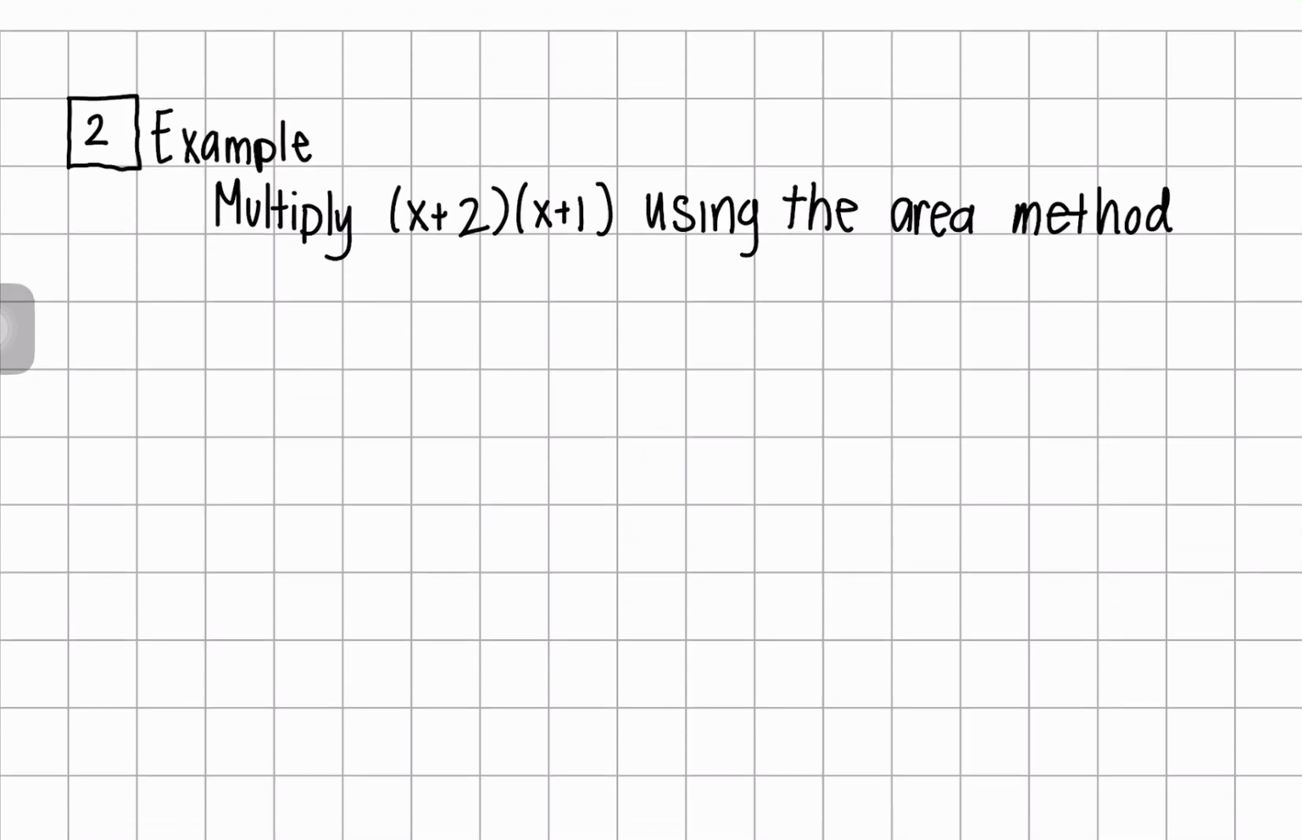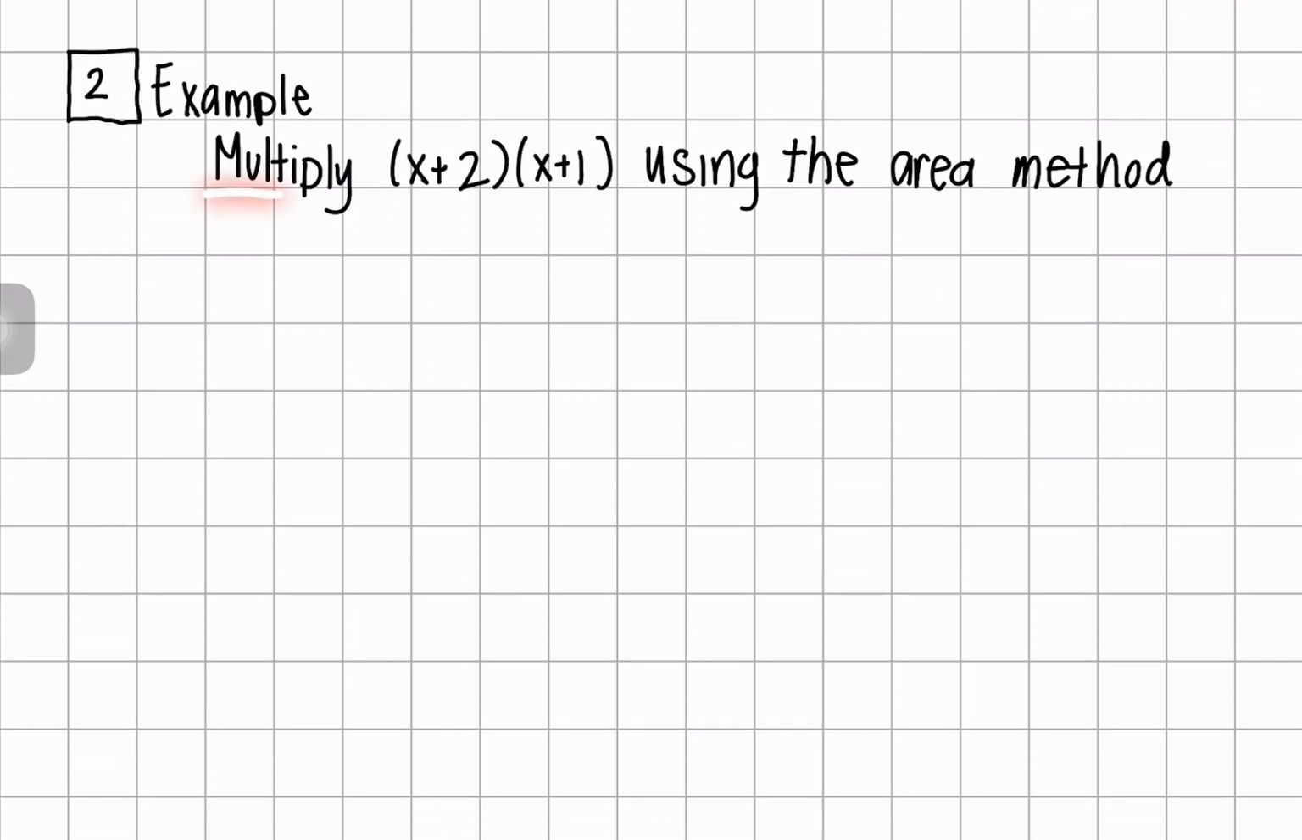Now we're going to do an example problem together. We want to multiply x plus 2 by x plus 1 using the area method. So we're going to set up our problem. We have x, and I'm going to represent x by using the same area tile that we had before. And then I'm going to draw a 1 by 1 square and another 1 by 1 square, so that this entire piece is representative of x plus 2. Now I'm going to do the same thing, but for x plus 1.